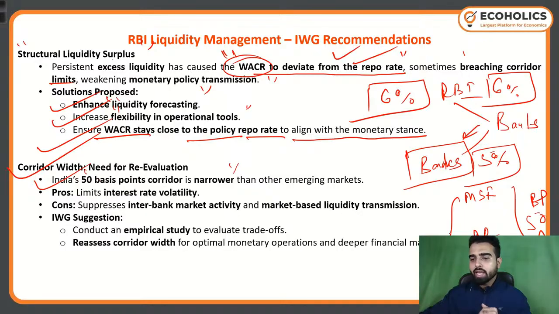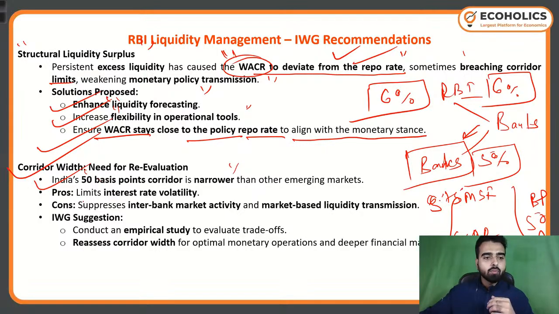The entire corridor is of 50 basis points. What does that mean? If the repo rate is 6%, then MSF is going to be minus 25 basis points. Sorry, 5.75 is going to be the MSF, and SDF is going to be plus 25 basis points. It means 6.25 is going to be the SDF. So this is the 50 basis point corridor. What they are saying is that this 50 basis point corridor is narrower. We need to expand it as compared to other emerging markets. In other emerging markets, this corridor is wider in nature. We have a narrower corridor.